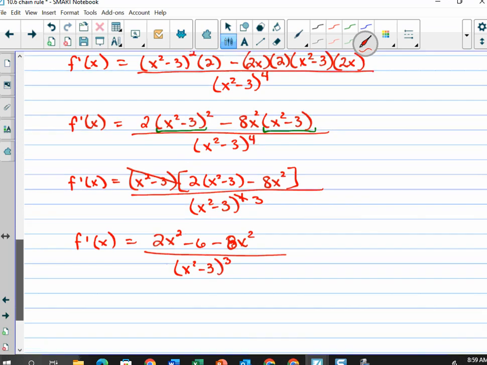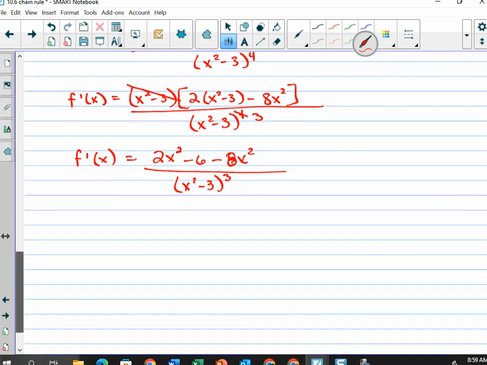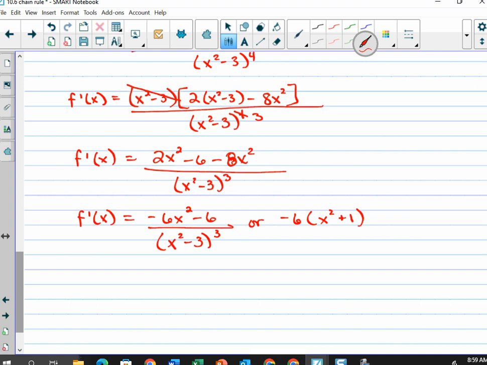So what do you think our final answer is? Negative 6x squared. Can you leave it like that, or do you have to factor it out? I would completely take this or factor out a negative 6, make it x squared plus 1. Either of those is fine. Okay.